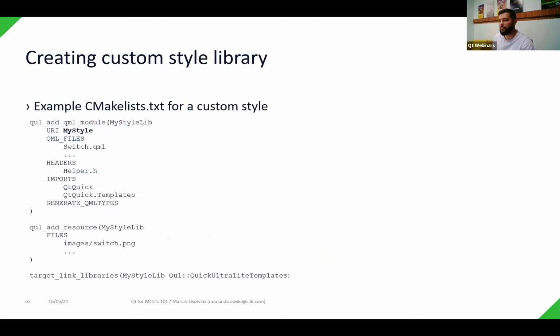You have the add QML module for my style lib, the URI is my style, and we are providing a list of the QML files. Normally, those files will define the styles. There could be some headers if you are using any imports that are needed by your module, and possibly the resources that are used in your styles. And of course, you have to link with Quick Ultralite templates, a library that holds raw skeletons without styles.